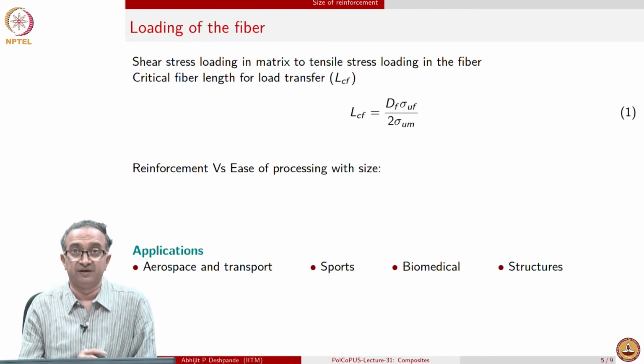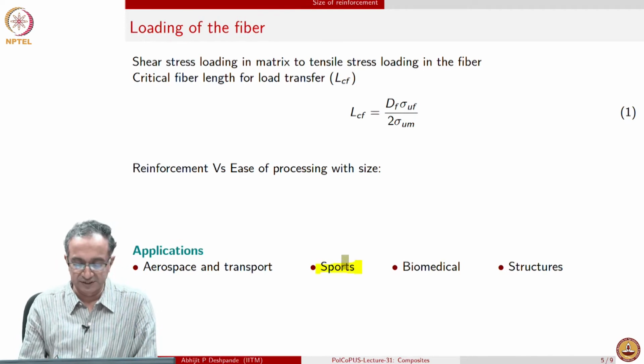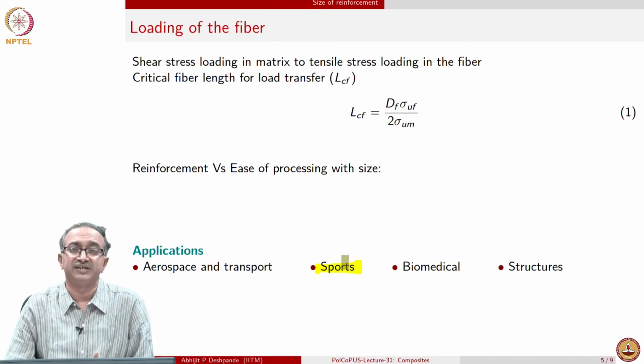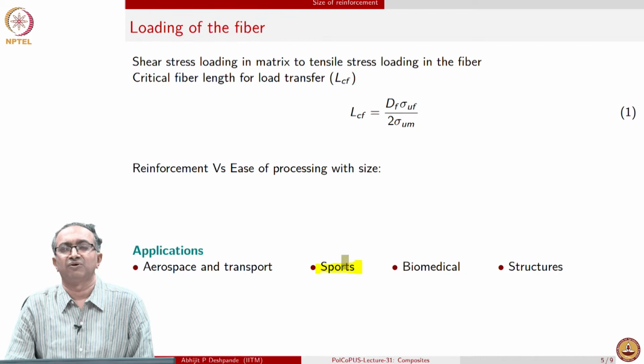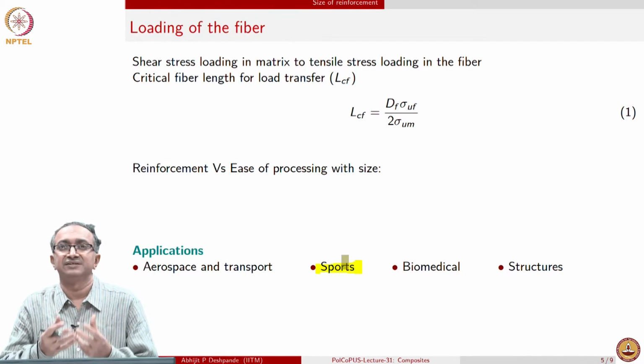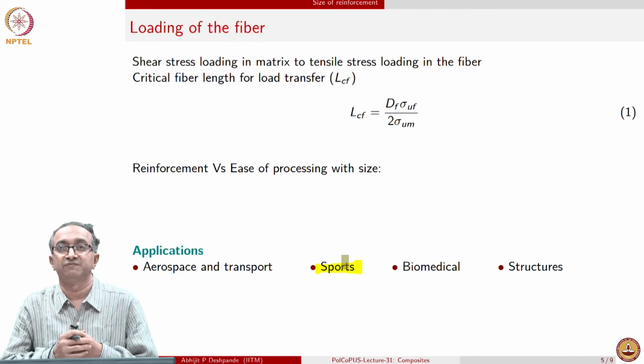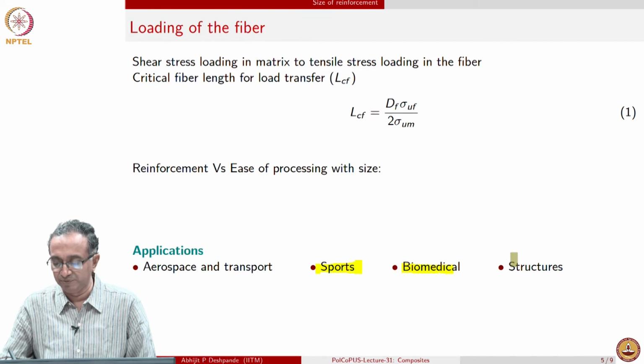Given these kinds of property improvements, sports is also another area where we use composites a lot, in terms of cricket bats, tennis rackets, and golf equipment. So, wherever weight is a key component, polymers can be a natural material, and polymers in combination with reinforcement become the best material of choice, including things like biomedicals and structural applications.